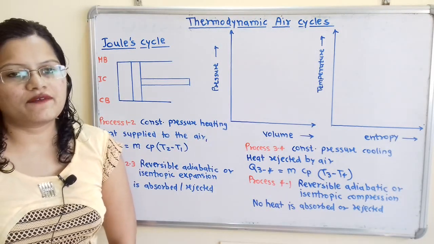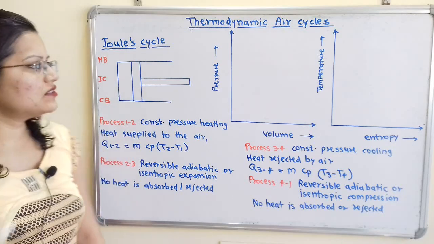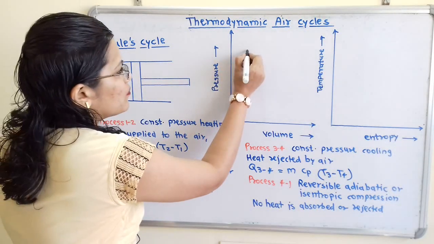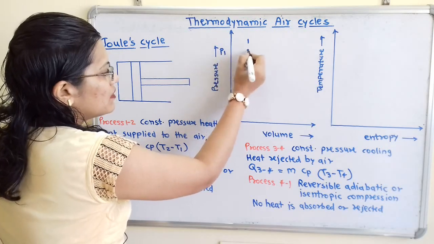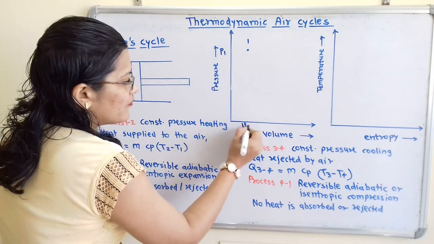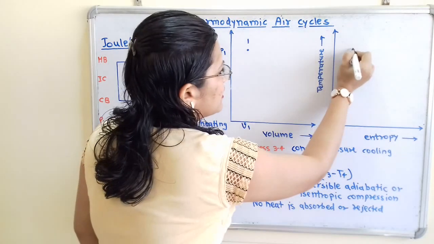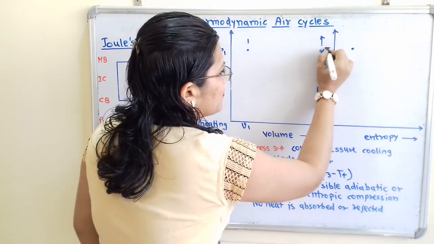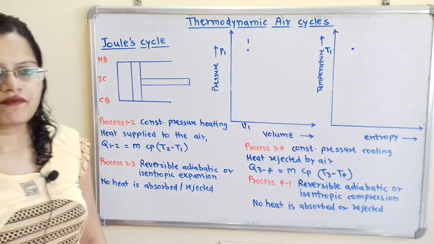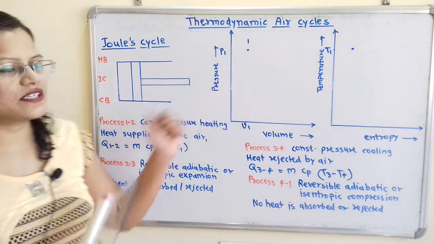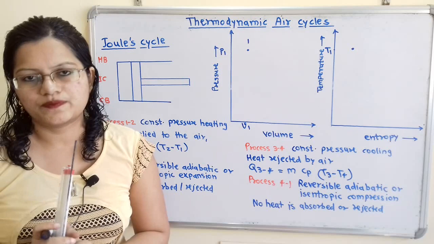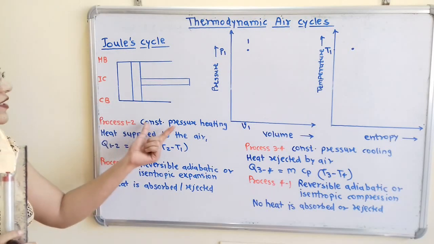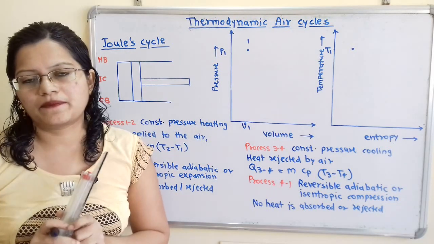So we will select one particular point for this. I will take here point 1 which is having pressure P1, here is volume V1 and here I will select one point which is at temperature T1. Now this is the initial condition of air. Now what is the process 1 to 2? Process 1 to 2 is constant pressure heating.